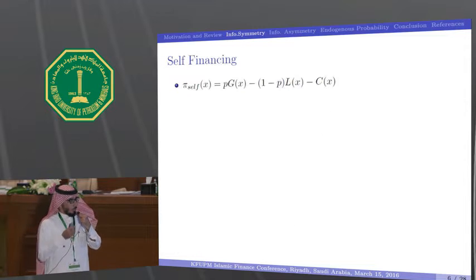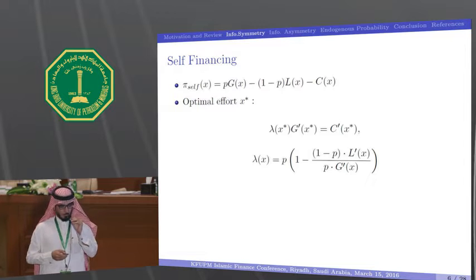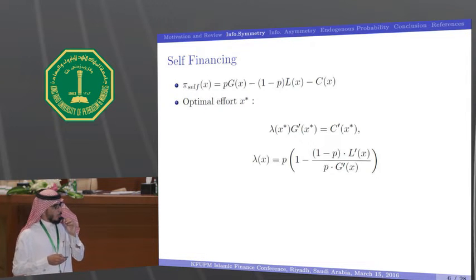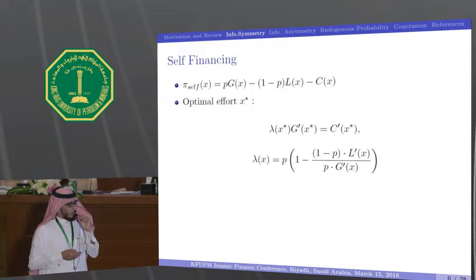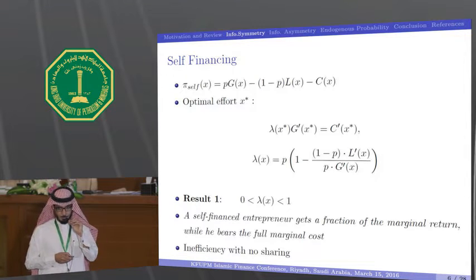Okay. Let's now work it out under self-financing. This is the profit function of a self-financed entrepreneur. The optimal effort is this one, X star. And you can see by the equation, this is very familiar from the argument against the sharing contract. Here we prove that lambda(X) is a fraction. Remember, this is a self-financed entrepreneur. In this sense, the self-financed entrepreneur is getting a fraction of the marginal return.